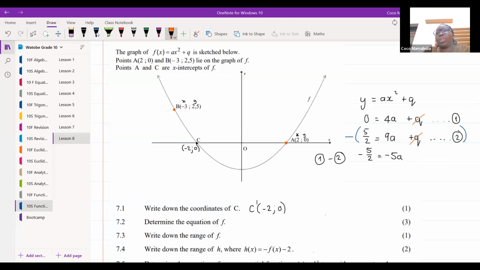q minus q is 0. They will cancel each other out. We don't need them. So now we're solving for a. My next step would be to divide by -5 on both sides. You can punch this in your calculator or you can do it yourself. You're going to get a really ugly answer, by the way. It's not going to be a nice answer. What answer do we get, guys? -5 over 2 divided by 5.